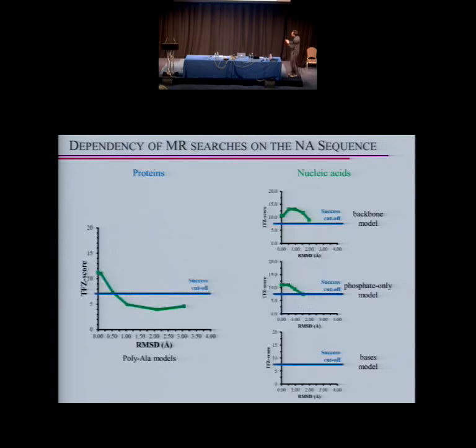And what I obtained is that, as expected, the search models containing only the backbone or even only the phosphate groups allowed me to obtain suitable and successful solutions by molecular replacement, with corresponding interpretable electron density maps, whereas this was not possible when I used only the bases, which contribute to the scattering to a lesser extent.